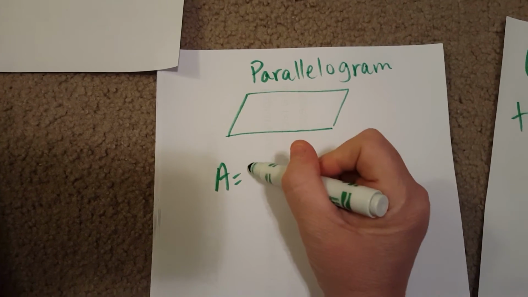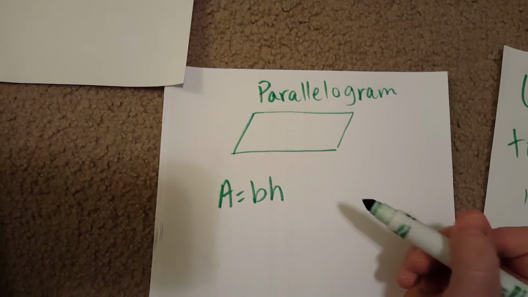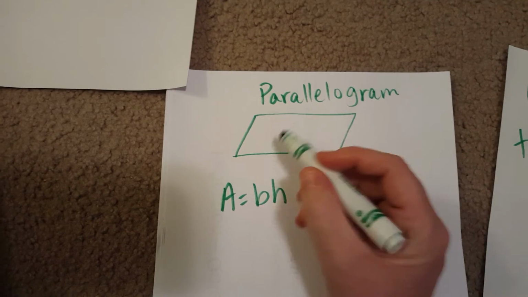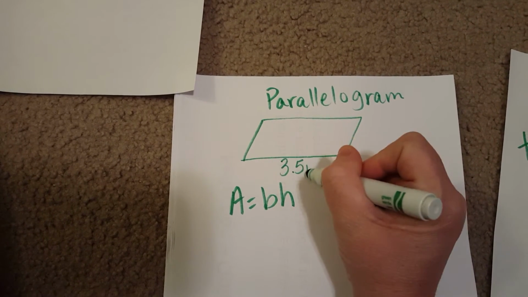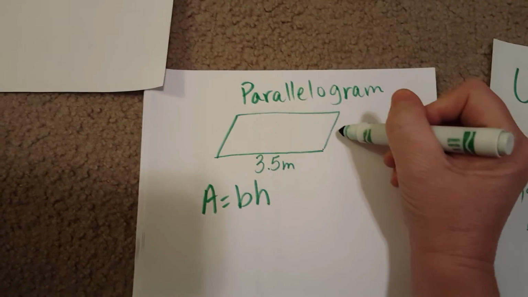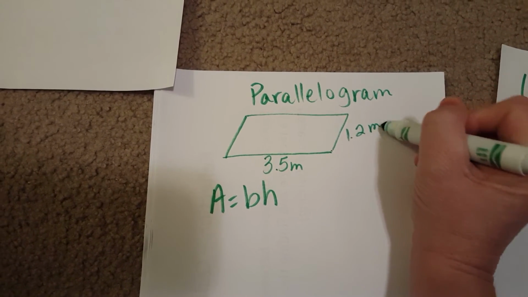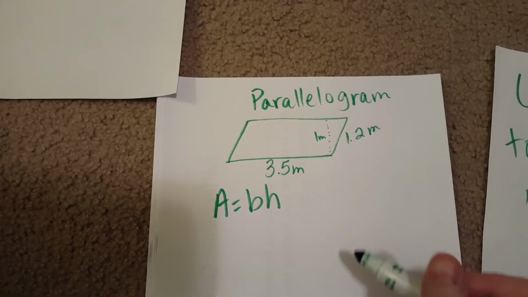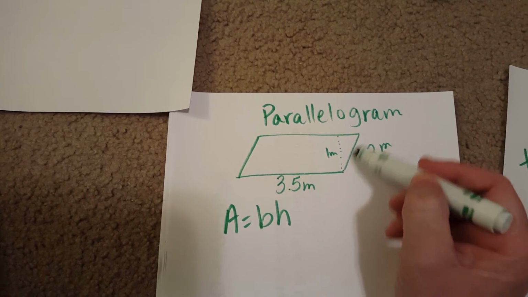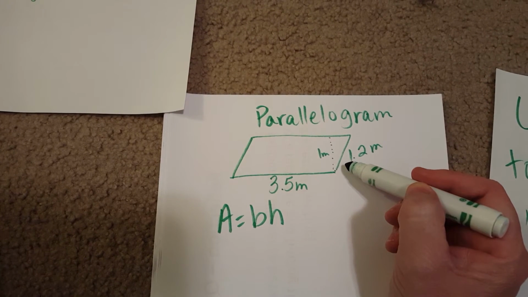The area of a parallelogram is just base times height. That's all you need. Now, sometimes we're given extra information. So if I said this right here was 3.5 meters, and I say this one is 1.2 meters, and then straight up right here, maybe just 1 meter. We do not need all of these dimensions. I do not need that slant right there. Remember, your height is always straight up and down.